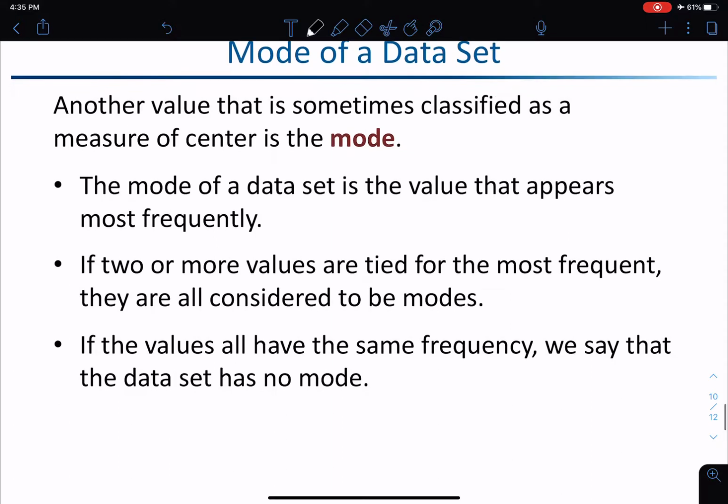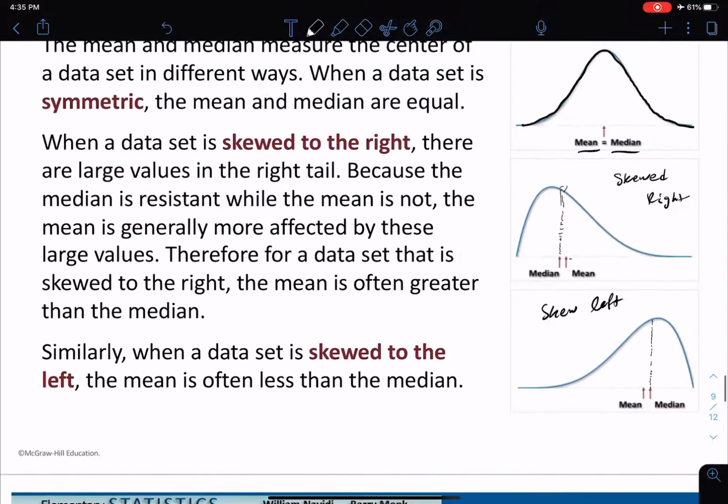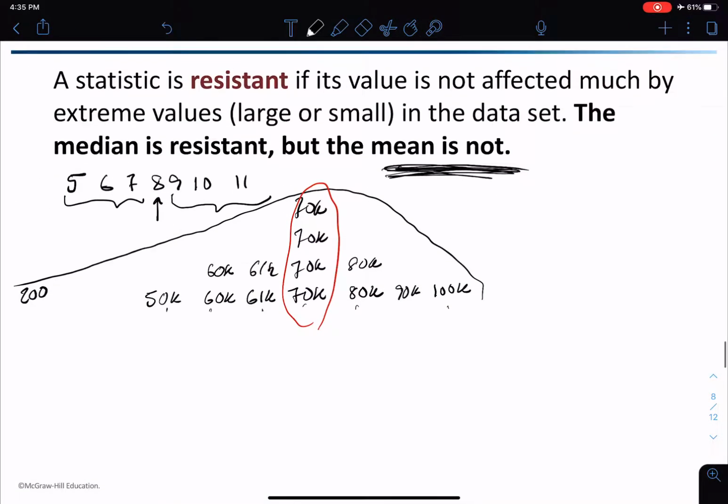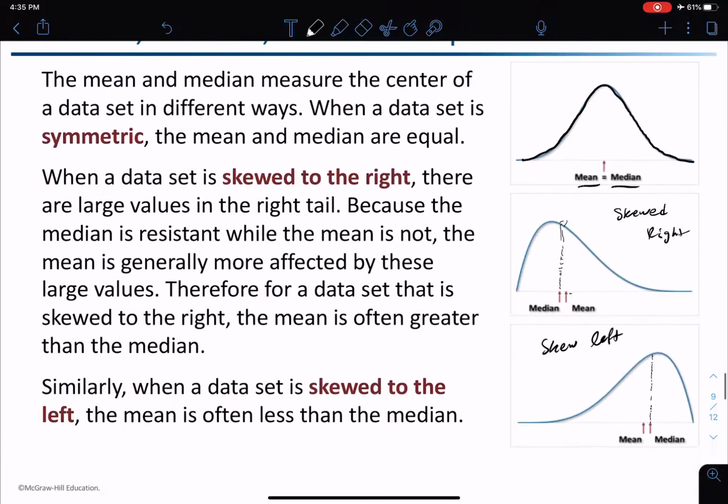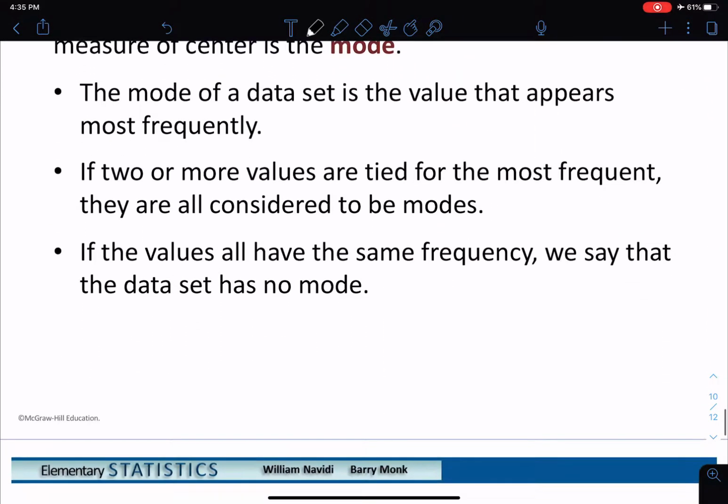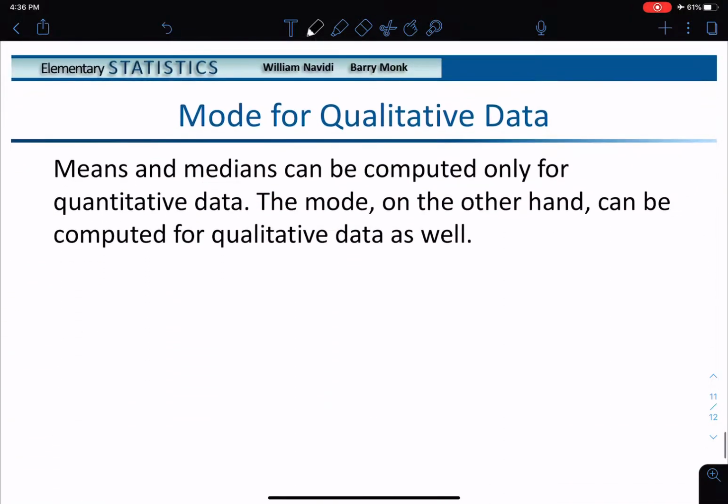If 2 or more values are tied for the most frequent, they're all considered to be the mode, right? So if we had four 70,000s and then you had four 100,000s, then there would be a tie. There'd be two modes. And then if the values all have the same frequency, we say that the data has no mode. It's all tied, right? There isn't one category that happens more frequently than anything else.